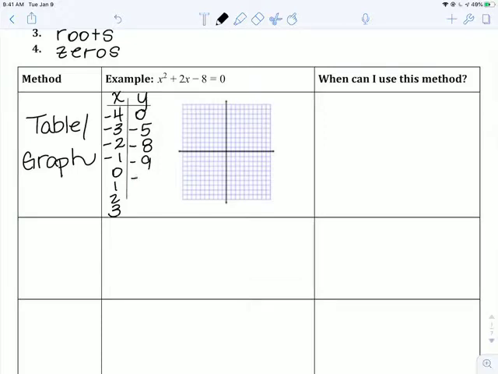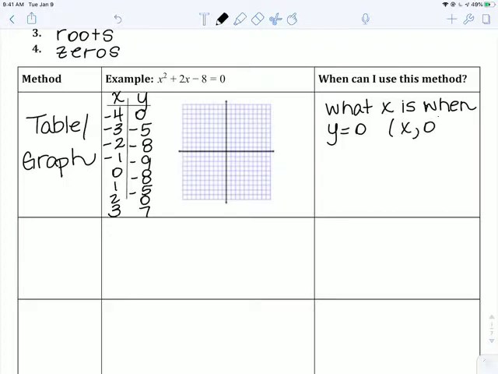So I'm going to finish up this table. And your zeros, or your x-intercepts, are what x is when y is 0. So you can think of it like this. When I look at the table, I'm looking at an x-intercept here at -4, and then I also have an x-intercept or a solution at 2.